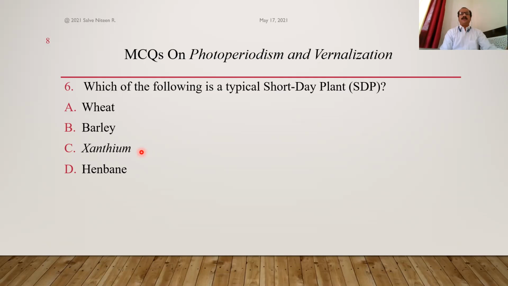It is not part of your syllabus, but just remember why it is called a typical short day plant: because it requires only one photoinductive cycle. If that photoinductive cycle is given to the xanthium plant, and it is then brought to long day conditions, even in those conditions the plant continues producing flowering. So that's why it is called a typical short day plant. So here the answer is C, xanthium.